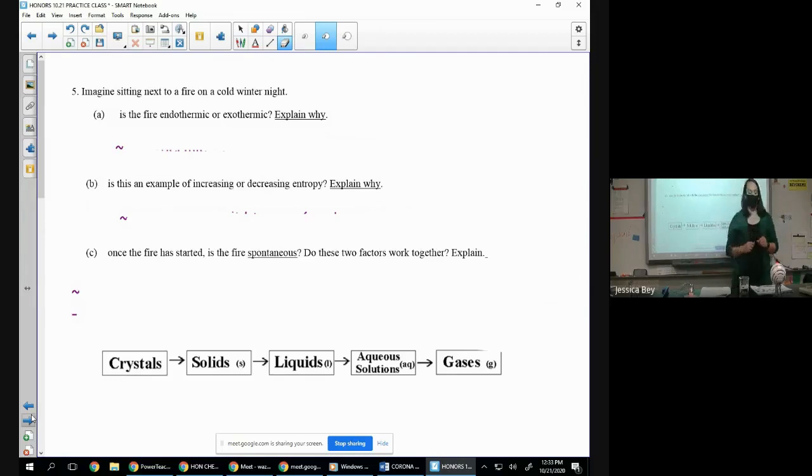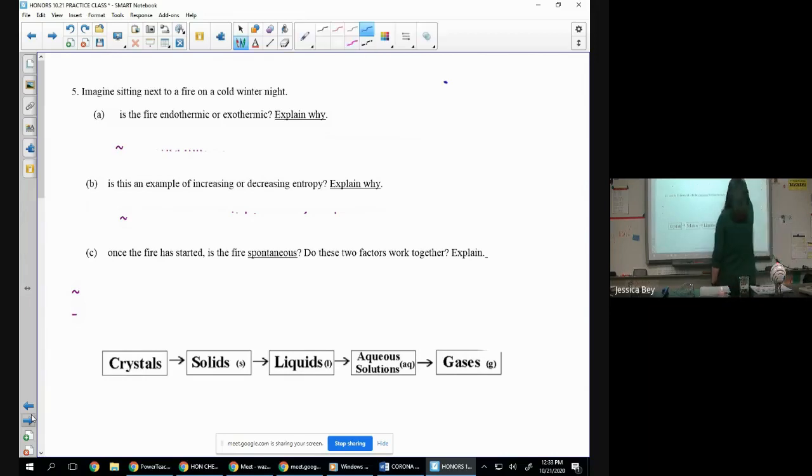These are where it gets hard because this is where you've got to put it all together. Imagine you're sitting next to a fire on a cold winter night. Ooh, fire. Is the fire, you can just write this down, we'll go over it. Is the fire endothermic or exothermic? And explain. Is it increasing or decreasing entropy?